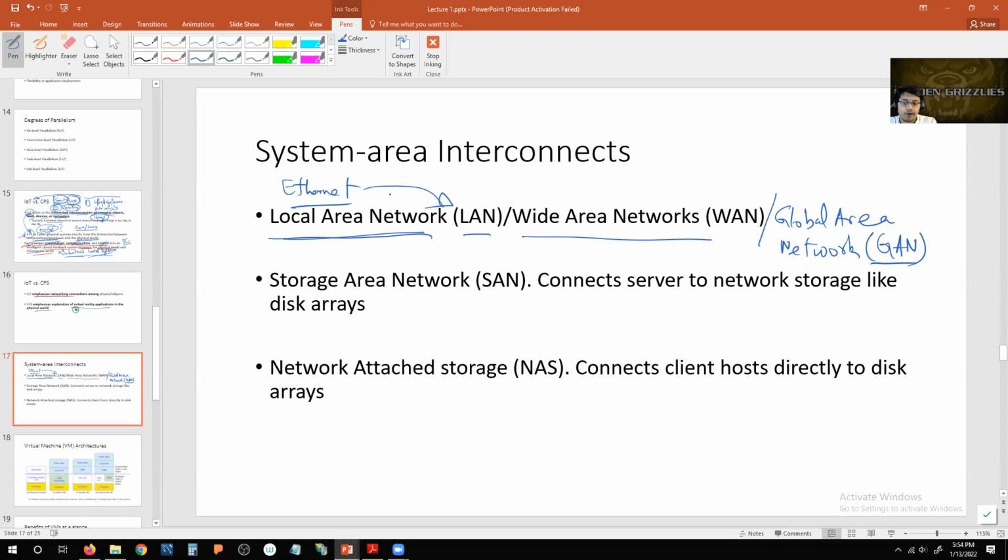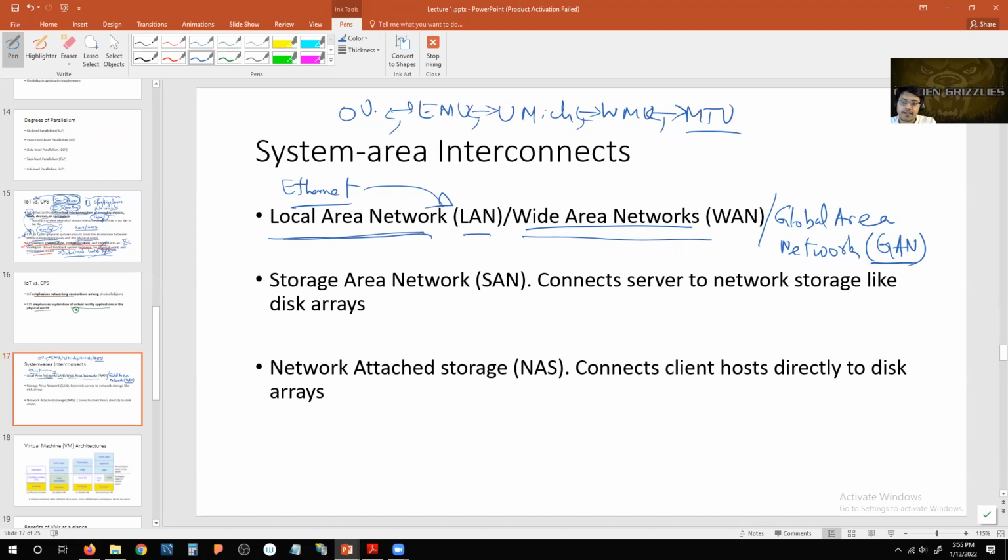However, let's say we have OU, and then we have, I don't know, Eastern Michigan, UMich, Western Michigan, MTU, and things like that. And they are now interconnected with each other. Then that interconnection will fall into the category of a wide area network.